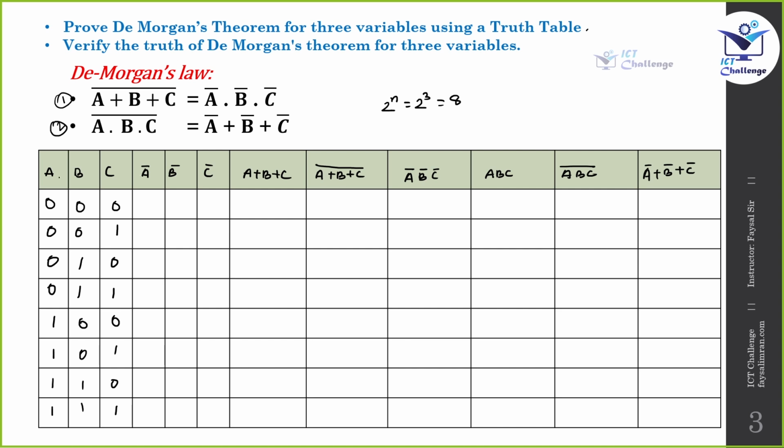The A bar should be the opposite value of A. A is 0, 0, 0, 0, 1, 1, 1, 1, so the opposite value should be 1, 1, 1, 1 and 0, 0, 0, 0. For B bar, the value should be the opposite value of B. B is 0, 0, 1, 1, so the opposite is 1, 1, 0, 0 and again 1, 1, 0, 0. Also the value of C bar should be the opposite value of C. C is 0, 1, 0, 1, so the opposite value should be 1, 0, 1, 0.